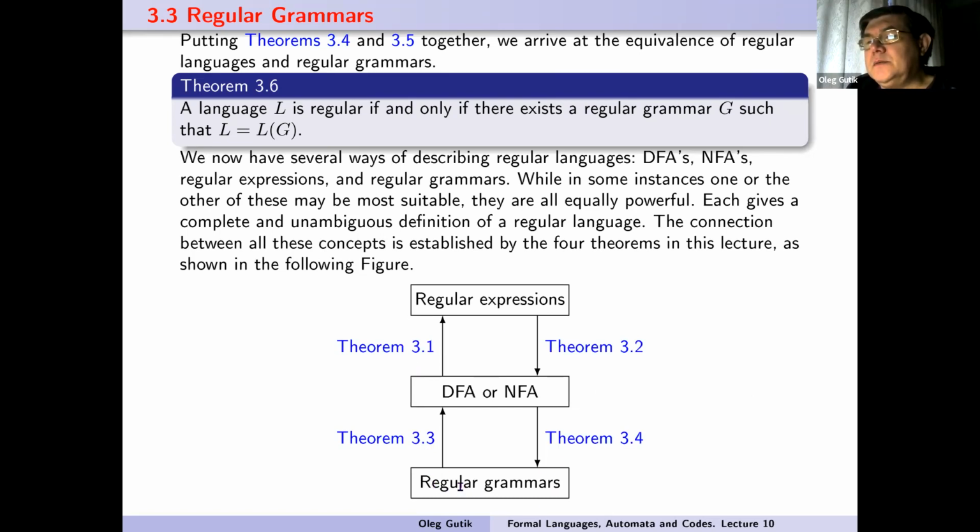So regular grammars are equivalent to deterministic or nondeterministic finite acceptors by the earlier theorems. Regular expressions determine the languages, and by Theorem 3.4, they are equivalent to deterministic finite acceptors.